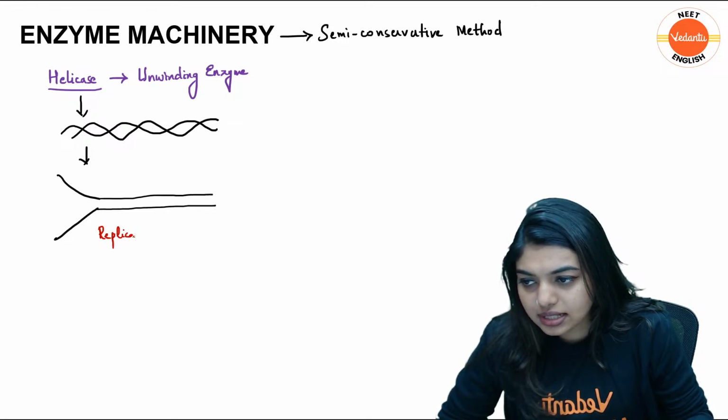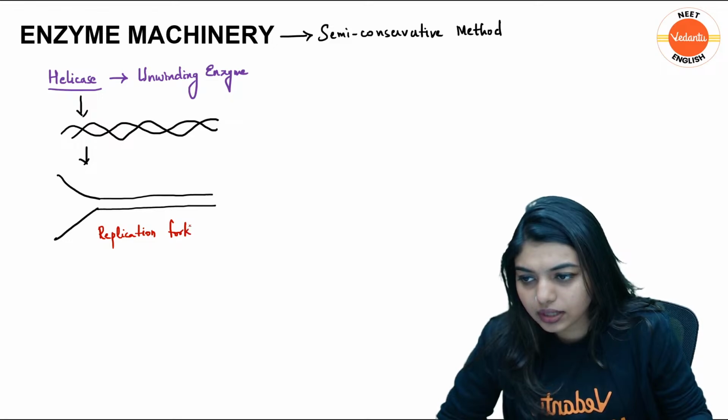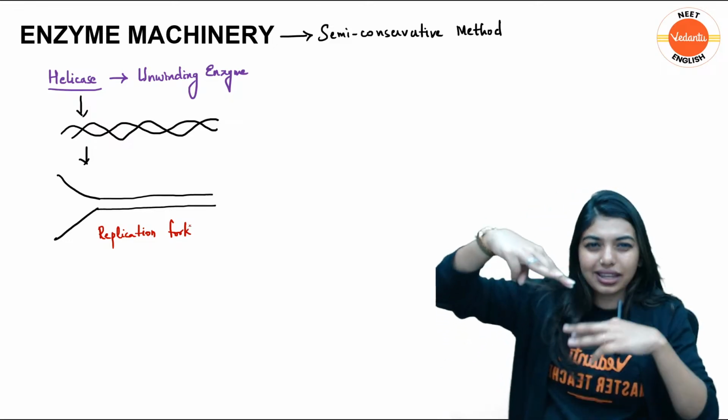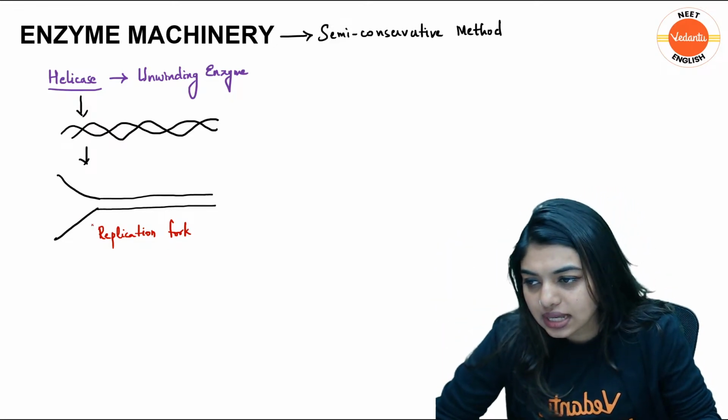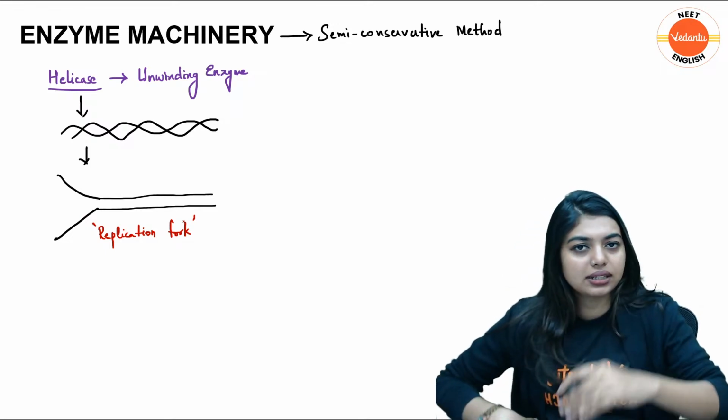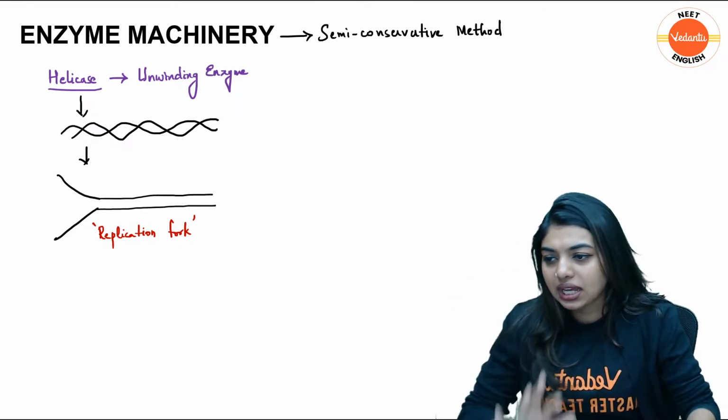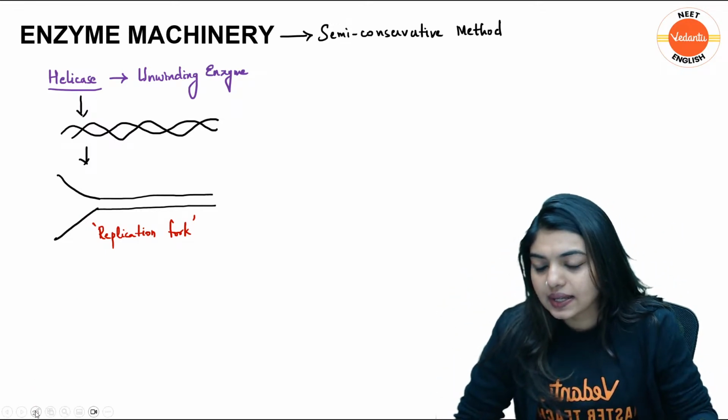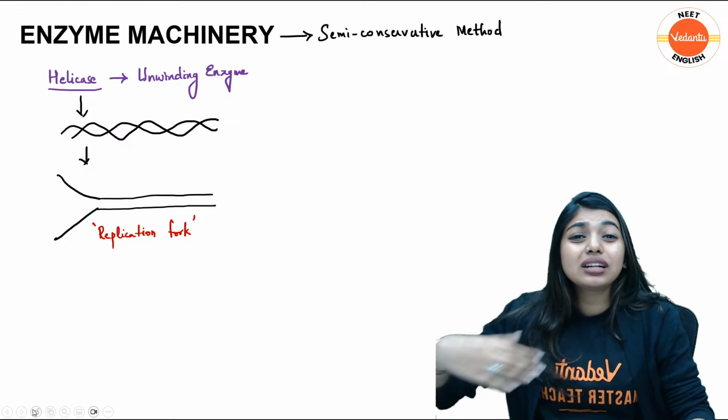What do we call it? Replication fork. It looks like a fork, no? Even though it has three prongs, it looks like a fork. So, it is called a replication fork. Done. This much is clear. Now, the next thing is, I want to start my replication.